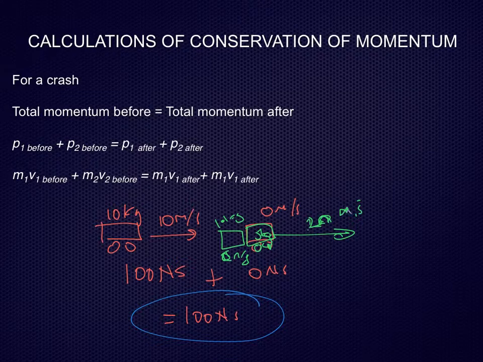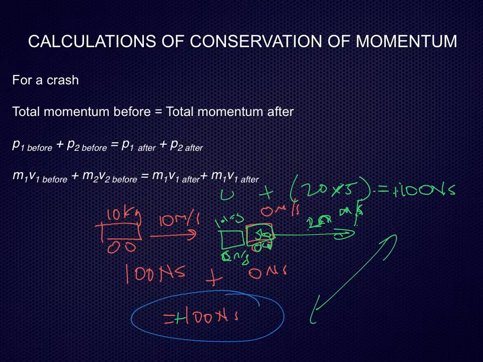Now let's see if the momentum is conserved. So 0 is the momentum of this one, and we're adding it to this one, which will be 20 times 5, and that will be equal to 100 newton seconds. And they're both positive. Okay, so in this case, the momentum is the same before and after, so momentum is conserved.